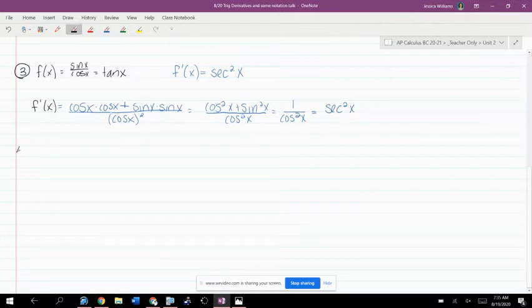All right, so for 4, I'm going to do notation with you. No, I'm not. I'm going to write it, but we'll talk about what it means in a second. That is derivative with respect to x, d dx of cotangent.